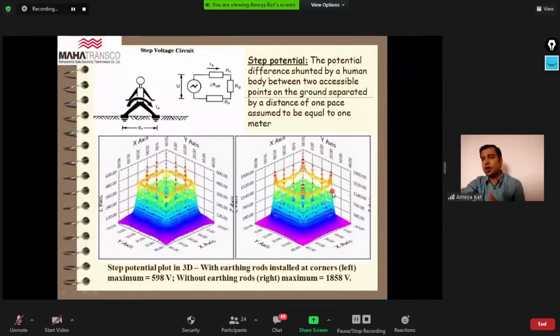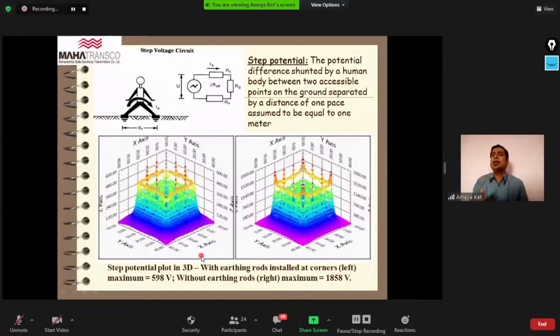But if we install proper earthing for the sake of step potential balancing, what happens? That step potential will come down to 598 volt. So what will be the reduction? It's roughly a 1/3 reduction in the step potential. So how do we balance? We will understand the reduction of this step potential in the design section also.